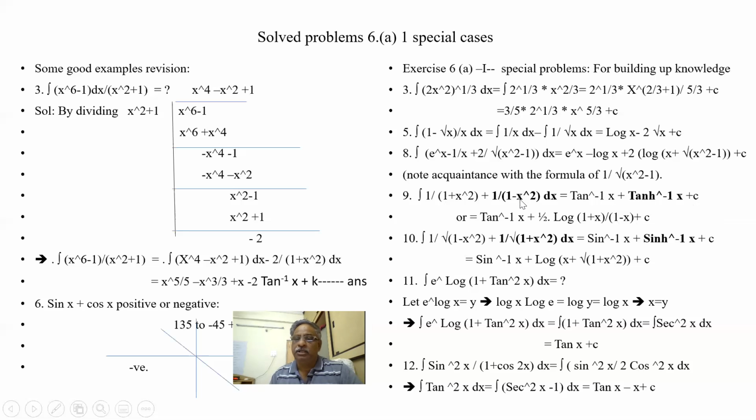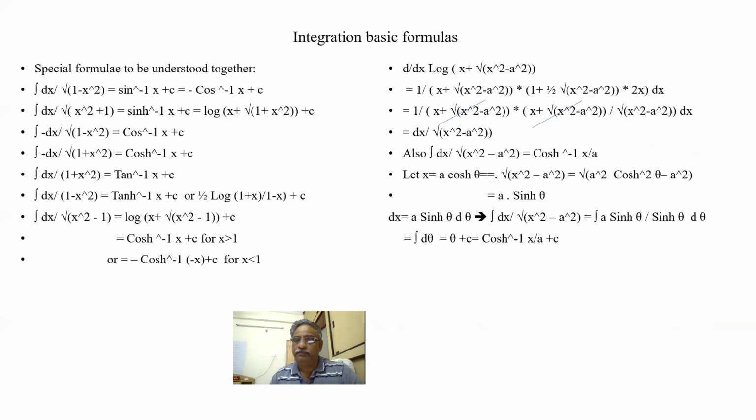Or we can write this as log (1 plus x) by (1 minus x). This we have seen. Half log, this 1 minus x square can be written as (1 plus x) into (1 minus x). We do partial fractions, we'll get log (1 plus x) by (1 minus x). We can write it like this, or we can write tanh inverse x. Both are okay. But we know integral of 1 by (1 minus x square) dx is log (1 plus x) by (1 minus x). See, we have seen this formula.